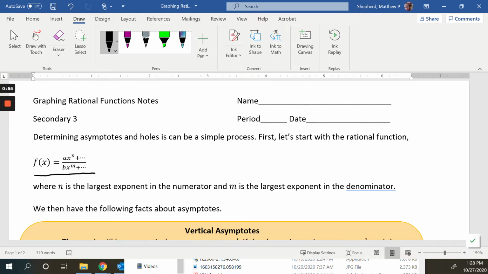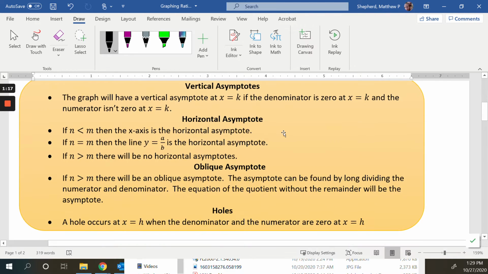So n is your largest exponent in the numerator. m is going to represent the largest exponent in the denominator. Okay, and we would assume that after that ... everything's in descending order. Okay, so let's talk about asymptotes.